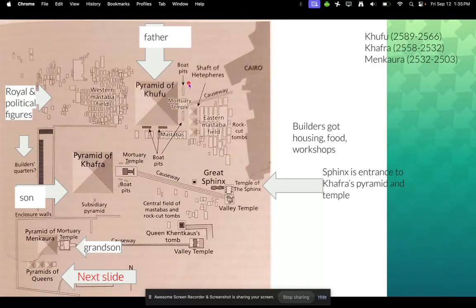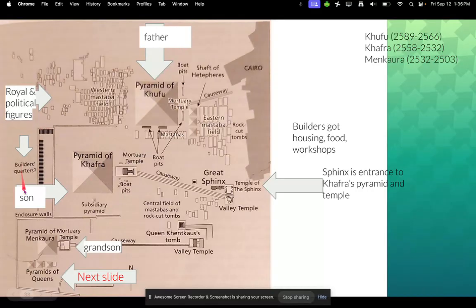It is the desert. But boats were seen as a tool for the pharaohs to go into the afterlife, like a way of transportation. So there are typically boats buried with them. You will also see that there is the Great Sphinx, another great icon of ancient Egypt. That is actually the entrance point to Khafra's Pyramid Temple, which is right back here.